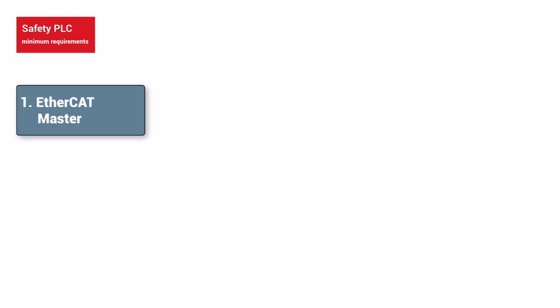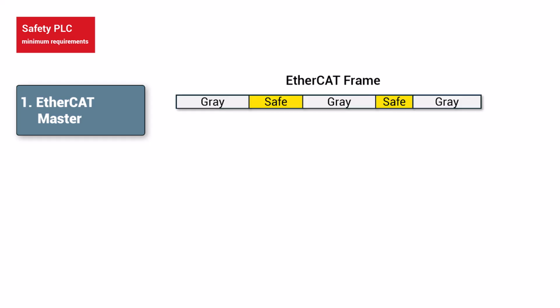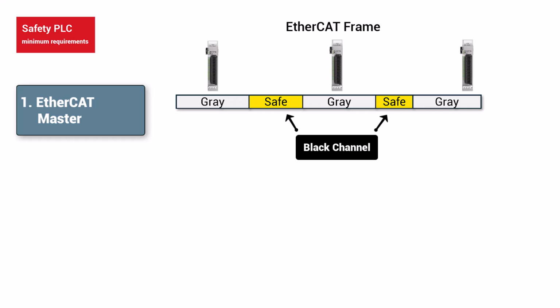Point 1. An EtherCAT master is absolutely essential. Our safety PLC transmits its safety-relevant data, the yellow data, via a so-called black channel. This is embedded in the EtherCAT frame and ensures safe communication between the safety PLC and the safety slaves. The gray data, that means the non-safe data of other EtherCAT devices, and the yellow data are distributed in the frame depending on the EtherCAT configuration.